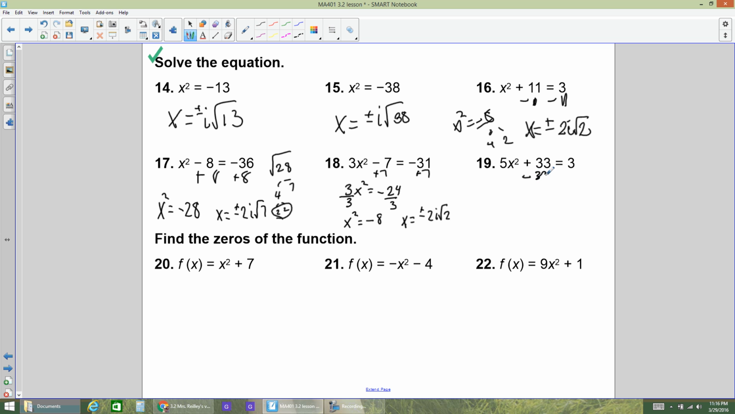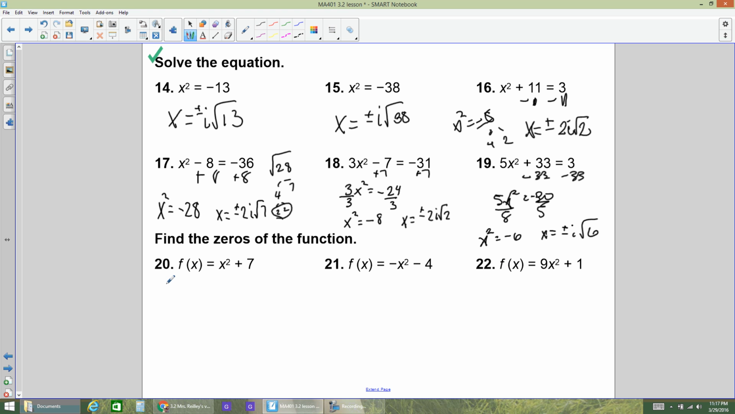Okay, over here I'm going to subtract the 33 on both sides. Get 5x squared equals, what is 3 minus 33? Hopefully you got negative 30. Divide by 5, and x squared is negative 6, because that was negative 30. Sorry, guys. Now, square root both sides. You get x equals plus or minus i radical 6. And square root of 6 does not reduce, so we are done.